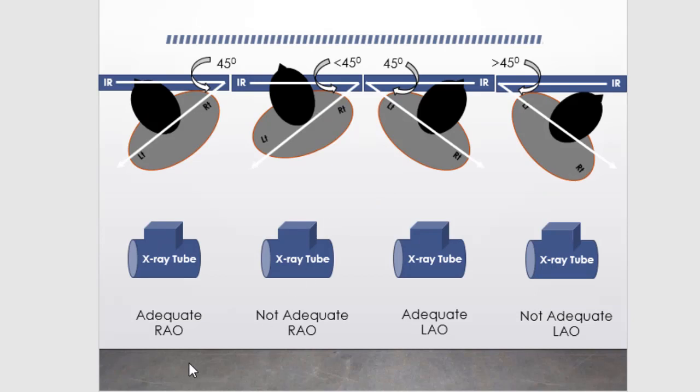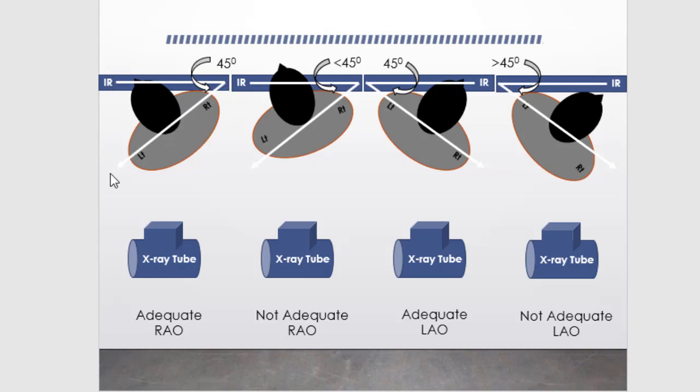Okay, next one is oblique, for oblique positions. When you position the patient, for example, let's say we want to check whether the patient is in right anterior oblique, PA right anterior oblique. See, the right side is closer to the case side. So how do we know the patient in anterior oblique is in adequate position? By looking at 45 degrees.